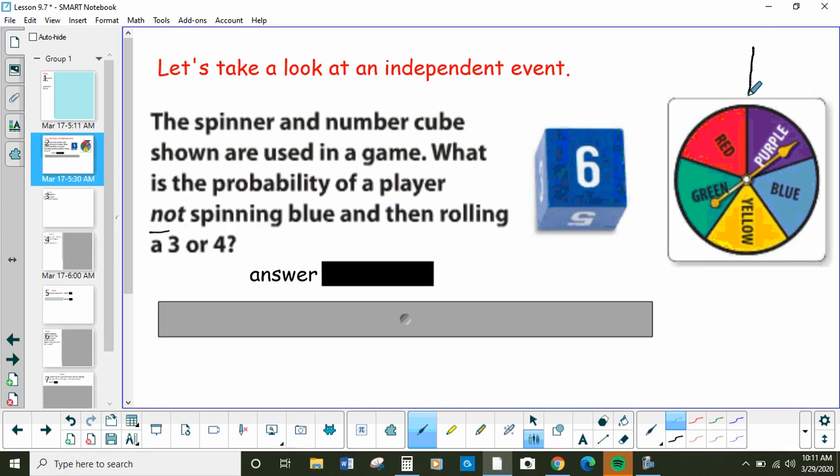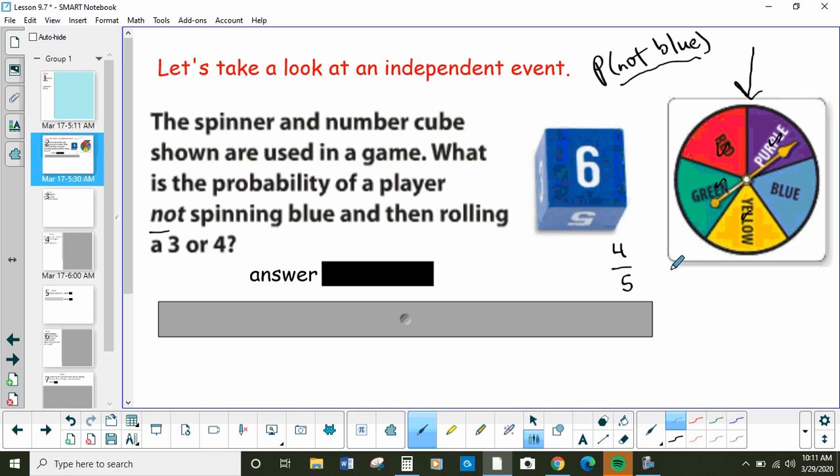All right, so take a look at your spinner. Did I say spinning? I hope I said that right. Every color that's not blue is 1, 2, 3, 4 colors out of, that's called desired, right? Desired means what they're asking me to find. Out of the total, the whole thing, there's 5 colors total. So the probability of not spinning blue could look like this: P with parentheses and then not blue in parentheses. This notation means the probability of not spinning blue would be 4 out of 5. If you did this 5 times, 4 out of 5 times, you should not spin blue.